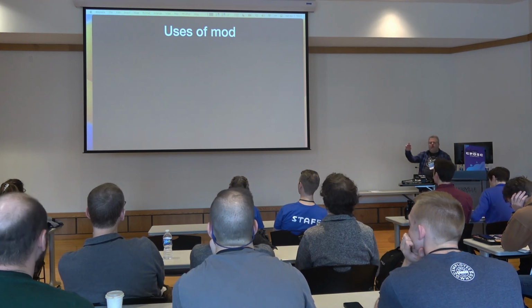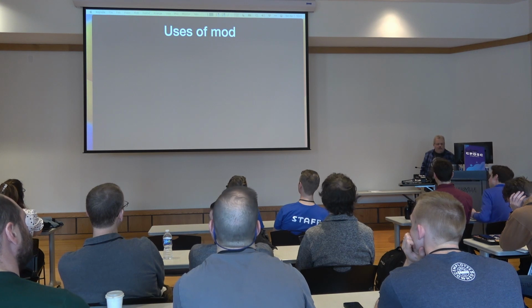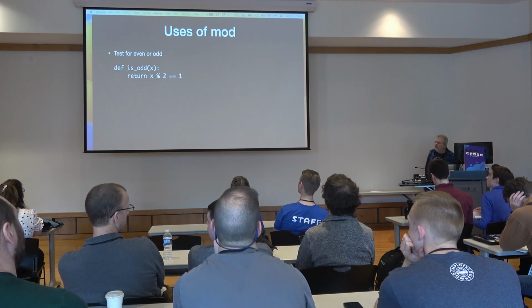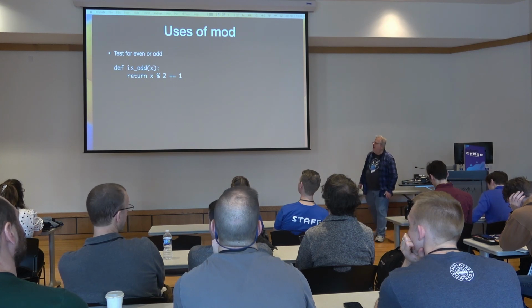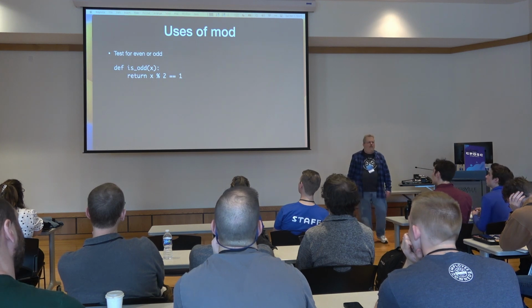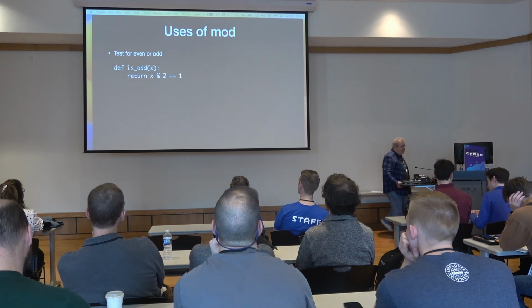We already saw one: you can test whether something is divisible by something else. It also means that you can check whether a number is even or odd, right? You take mod of 2, and if it returns 1, then it's odd. If it returns 0, it's even. That's really good.